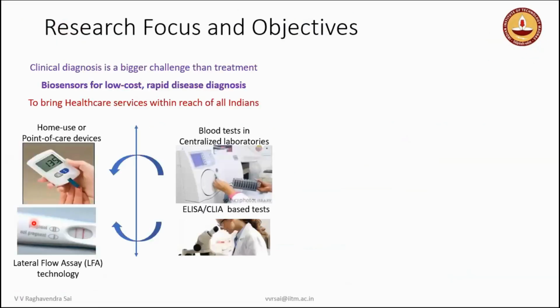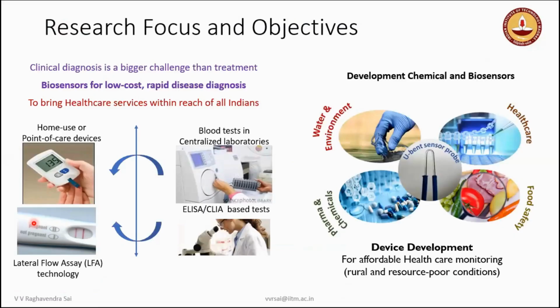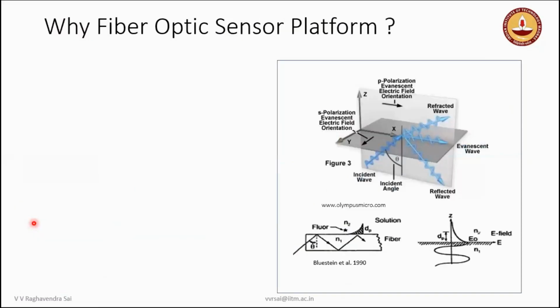Just to come to objectives briefly, we are interested in developing diagnostic devices, mainly for chemical and biosensors, and it has several applications. I don't want to go into the details, but most important is we make use of this U-bend fiber optic probe as a tool to realize sensors. So evanescent waves present on the surface of the optical fiber really help us in detecting refractive index changes, as well as if there is any chromophore like a gold nanoparticle present on the surface.